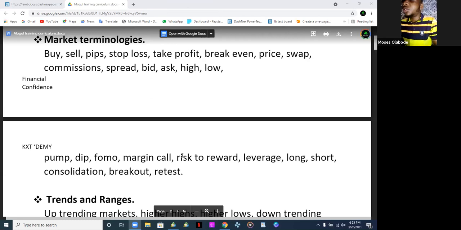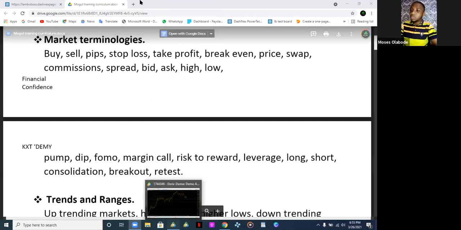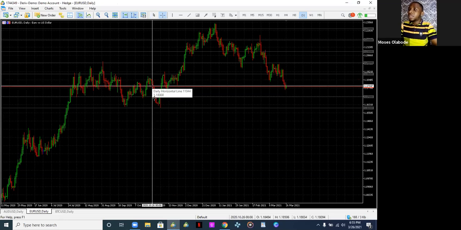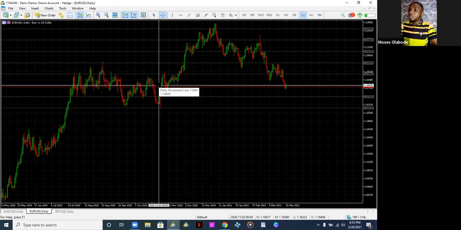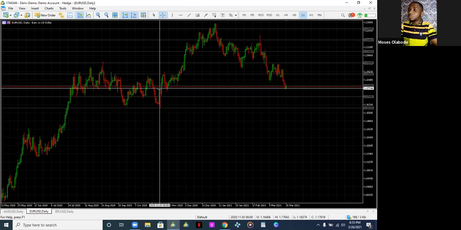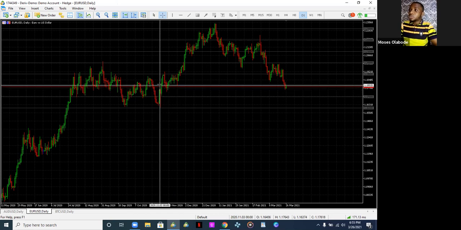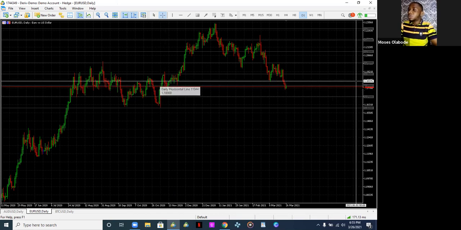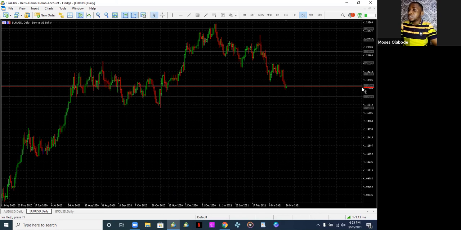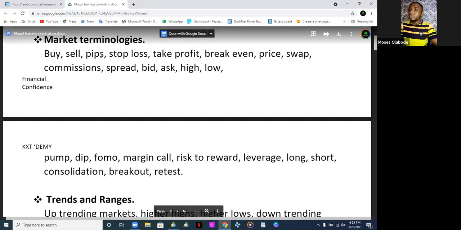A pip is just the points in which the price moves, from one place to another. So the price moves in pips. In currency, I call it pips, but in synthetics, it's called points. All these numbers here are called price. Okay, so the next thing is what?